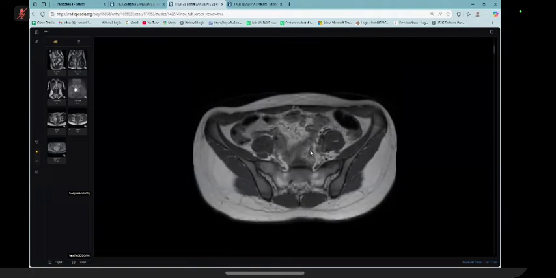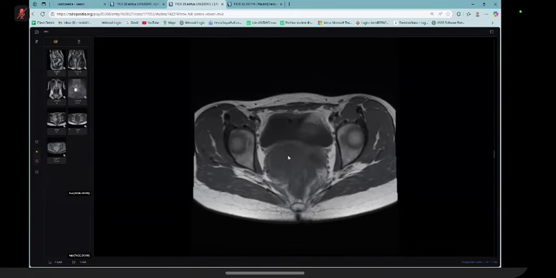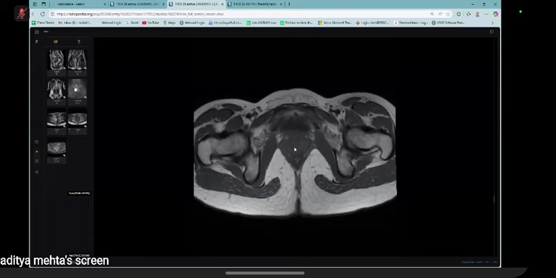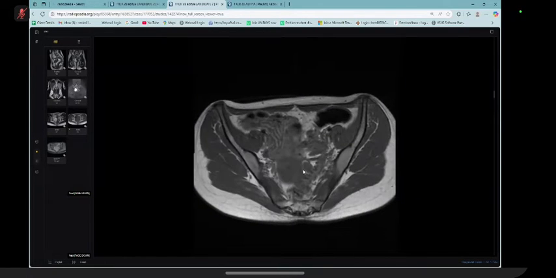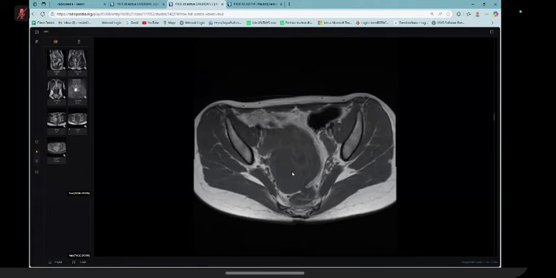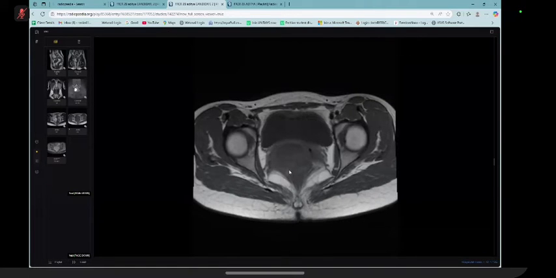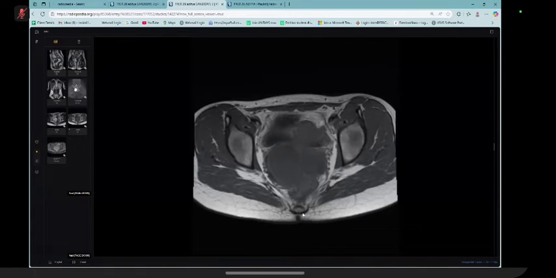Okay, in this T1 weighted axial image, again I can appreciate that the cystic lesion is communicating with the vagina, and also there is evidence of it communicating with the uterus. So likely this is a case of hydrocolpos. I will inform the referring physician of the finding and suggest referral to the gynecology team for further management.